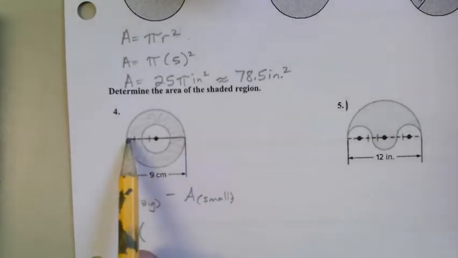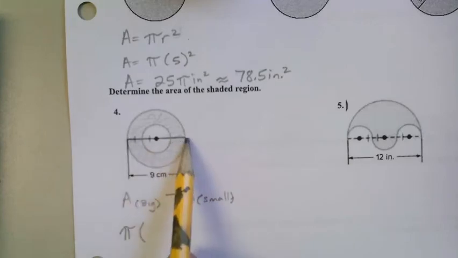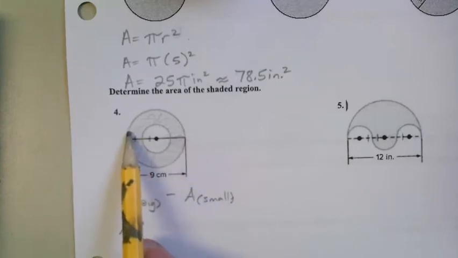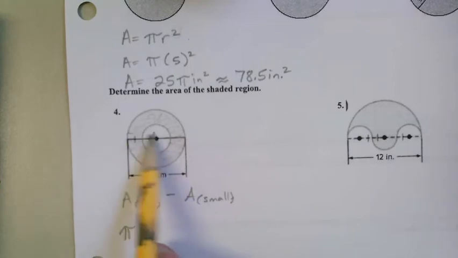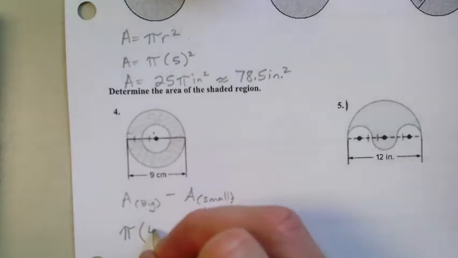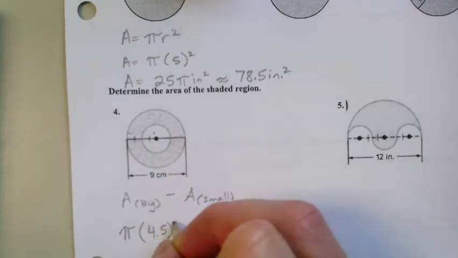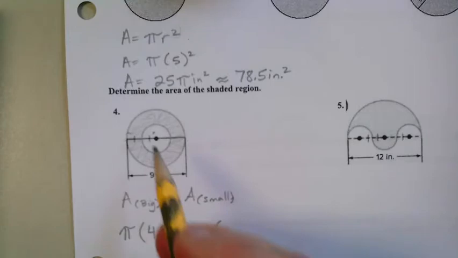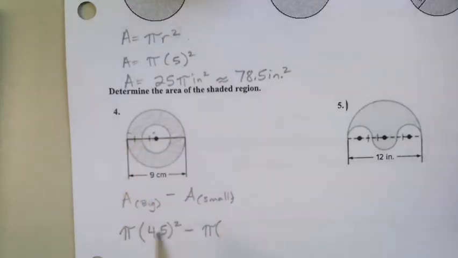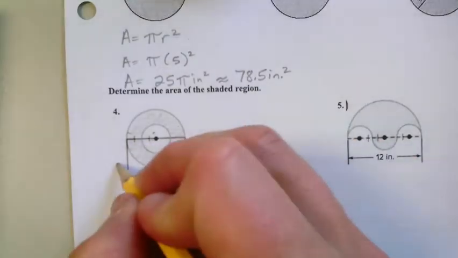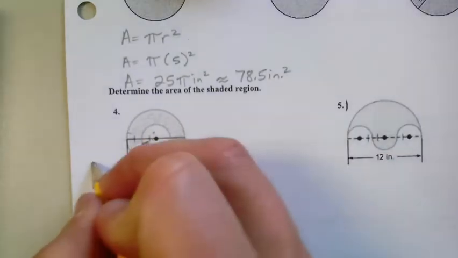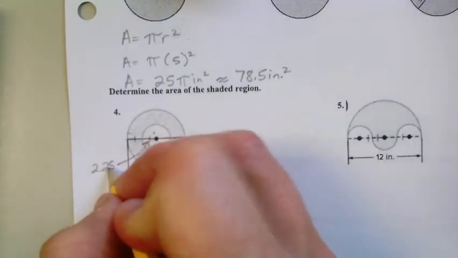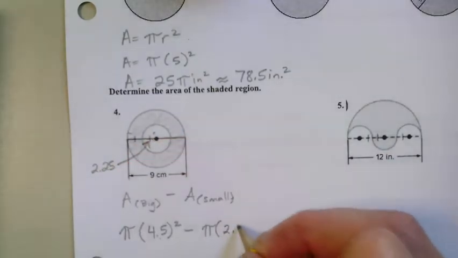So, if I think about this, what is the radius length of the big circle? Well, we know the diameter right here is a total of 9 centimeters, and so the radius length starts from here and goes to here. That's half of the diameter. So I'm going to say 4.5 centimeters is the radius of the big circle. And the radius of the small circle, if we know that these two are congruent, I can take my 4.5 and divide that by 2. So a 2.25 would be the radius of the small circle.